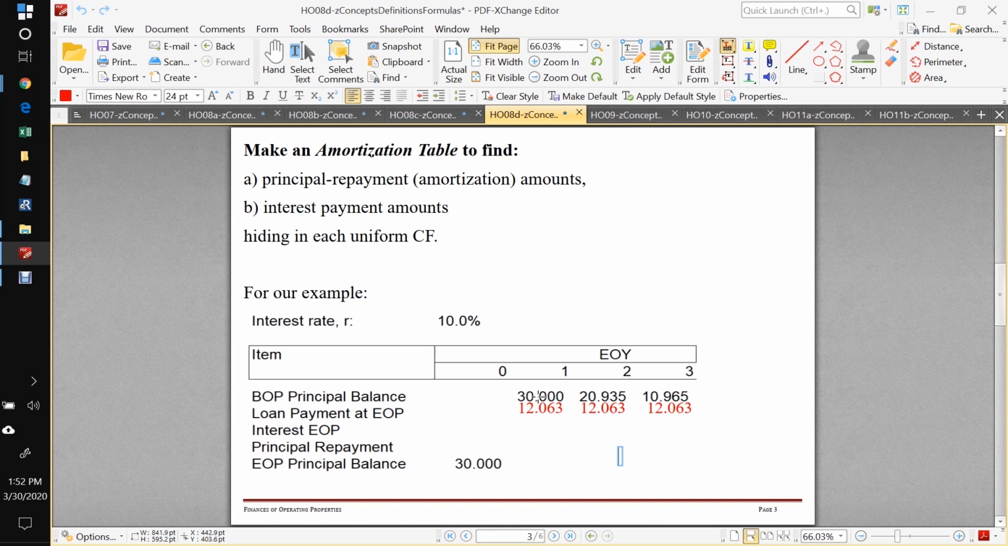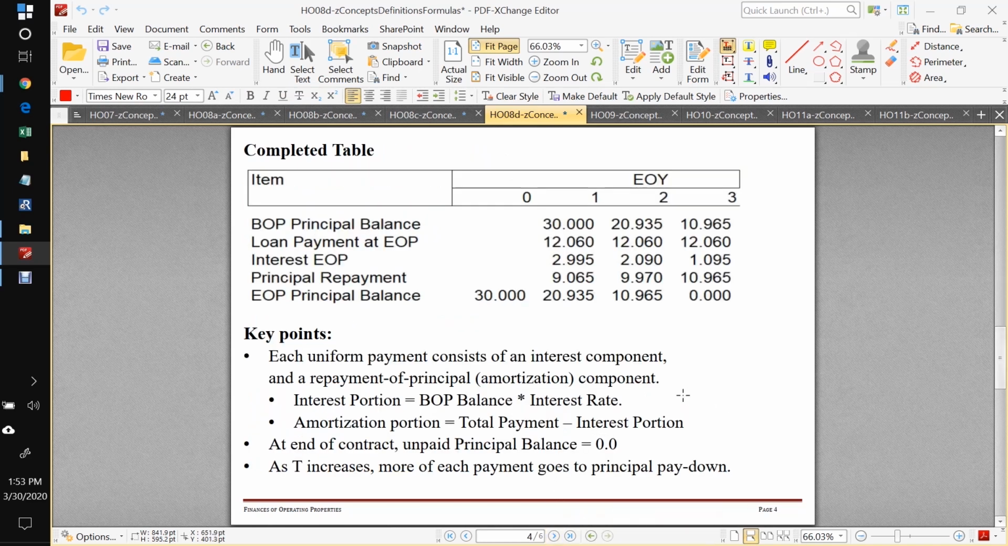And so on. And the interest amount is the BOP balance. Okay, so here's my beginning principal amount. So these two always go together, times 10%. So my interest is going to be 3.0, and the rest of that payment is going to be principal repayment. So let's go ahead and see how that looks here.